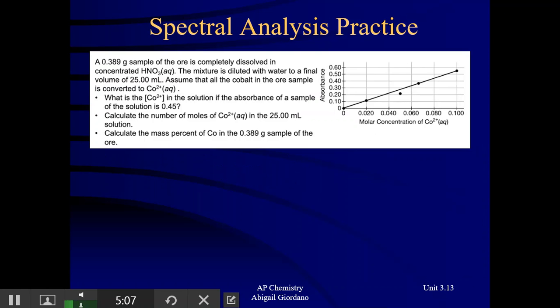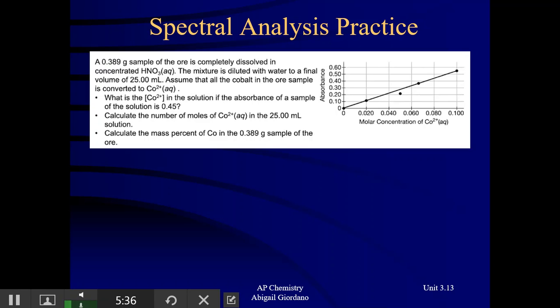So let's look at a sample problem here. This is going to pull in some review topics. It says a 3.89 gram sample of an ore is completely dissolved in concentrated nitric acid. The mixture is diluted with water to a final volume of 25 milliliters. Assume that all the cobalt in the ore sample is converted to cobalt ion.